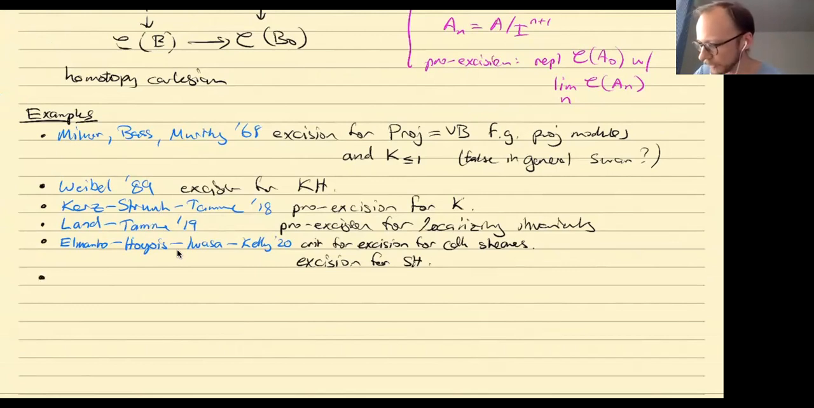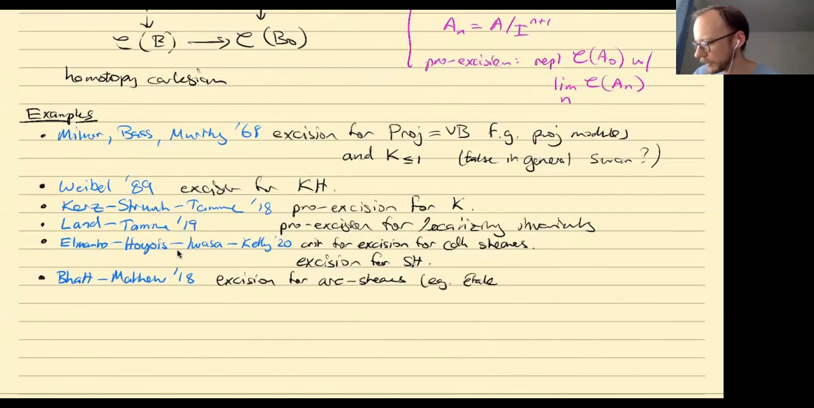But before that, I need a final result that is about CdH sheaves, and, oh yeah, I guess this should probably come before. Anyway, this is an older paper. Here they prove that you have excision for arc sheaves. An example of arc sheaves is etale cohomology, or just the category of sheaves of sets. And I'm going to use this later.